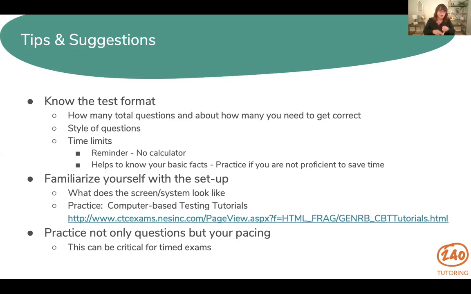Remember to familiarize yourself with the screen and how it looks. There's a tutorial on the CTC exams page, so go check that out. Practice not only questions, but moving quickly. That's going to be critical.